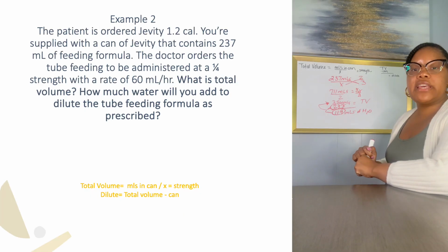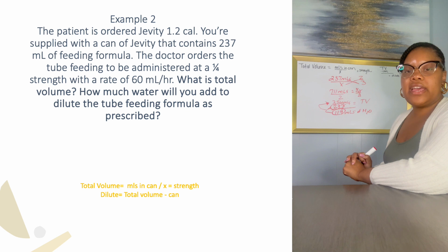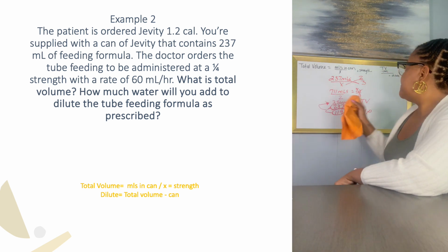Let's try another example. It says that the patient is ordered Jevity 1.2. You're supplied with a can of Jevity that contains 237 mLs of feeding formula. The doctor orders the tube feeding to be administered at a 1/4 strength with a rate of 60 mLs per hour. What is the total volume administered, and how much water will you need to add to dilute the tube feeding as prescribed?